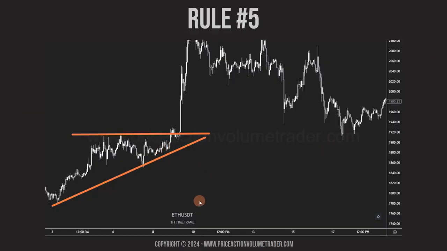Over here, Ethereum US dollar tether 1 hour. So again, this is just a very classical ascending triangle. Higher lows and the same resistance level getting hit over again until finally we have a big volume injection of buying and we have our breakout.